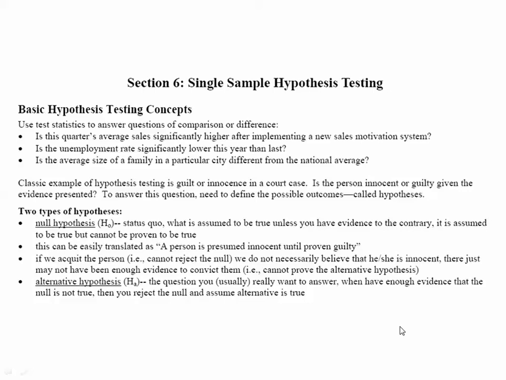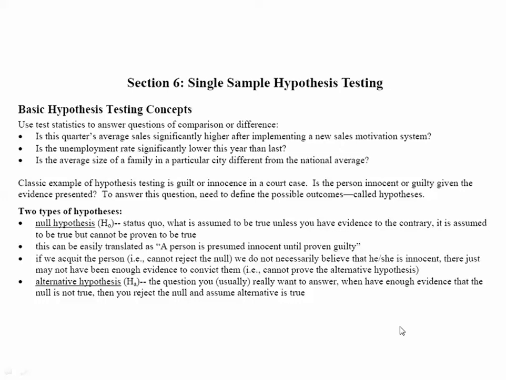So, for example, in a jury trial, the defendant is presumed innocent until proven guilty. So we would say that the null hypothesis is that the person is innocent. If we acquit this person, we do not necessarily believe that he or she is innocent. In fact, that's why we use the word acquit. There just may not have been enough evidence to convict them, or we cannot prove the alternative hypothesis.